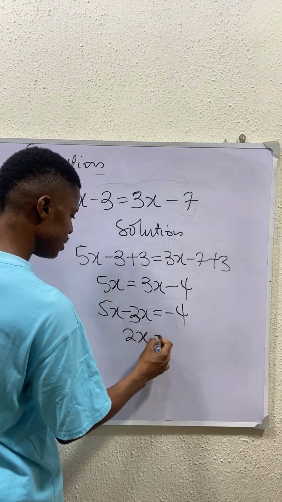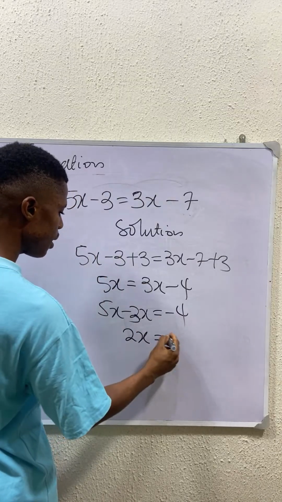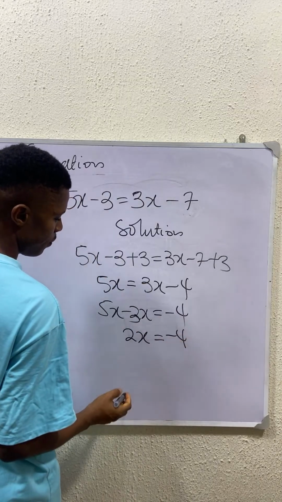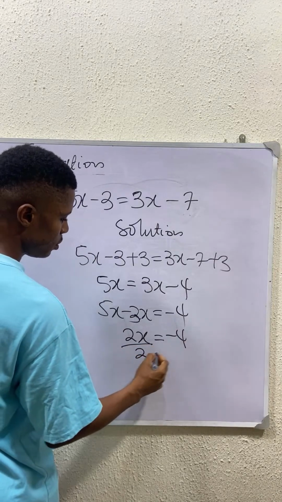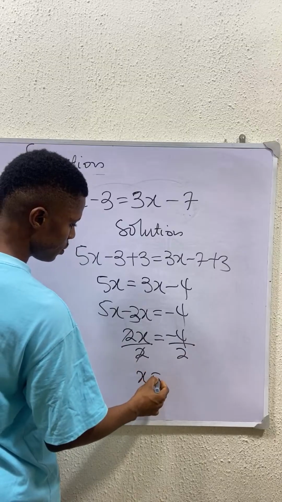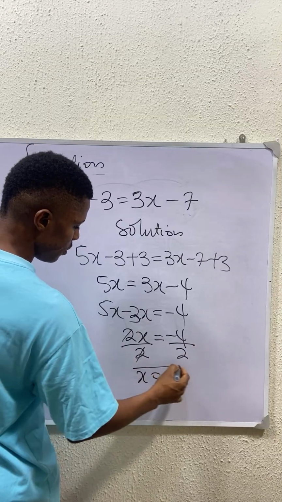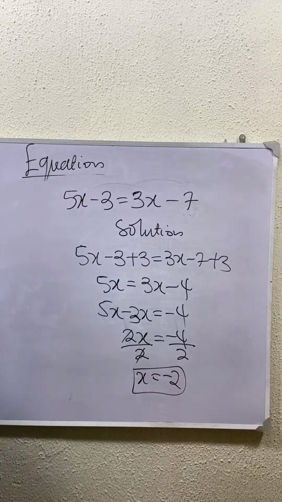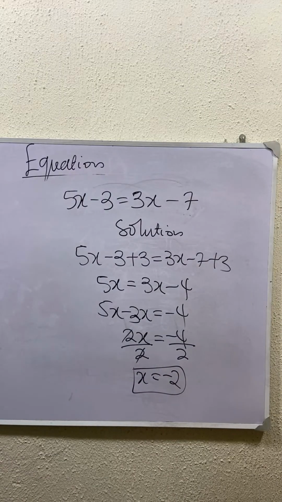It is 2x, and that equals minus 4. So here we divide by 2 and divide by 2. We divide through by 2, x is equal to minus 2. So the value for x that can satisfy the given equation is that x must be what?